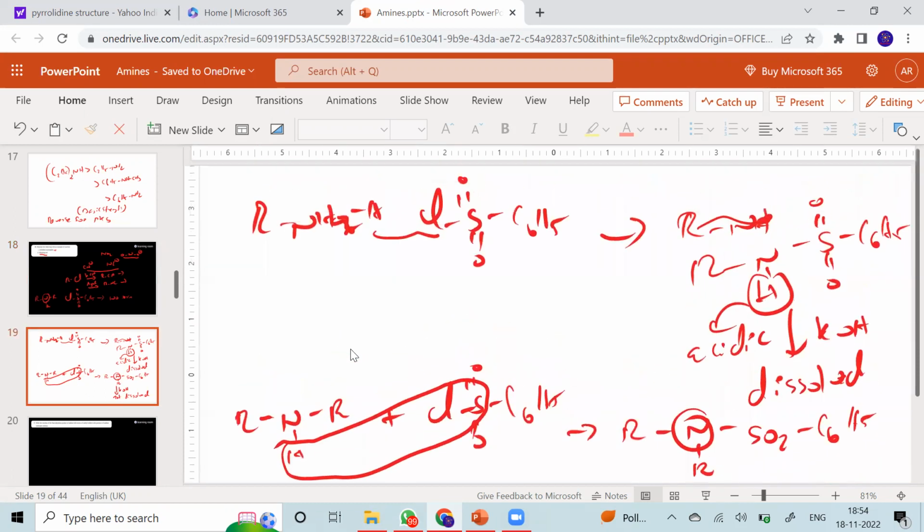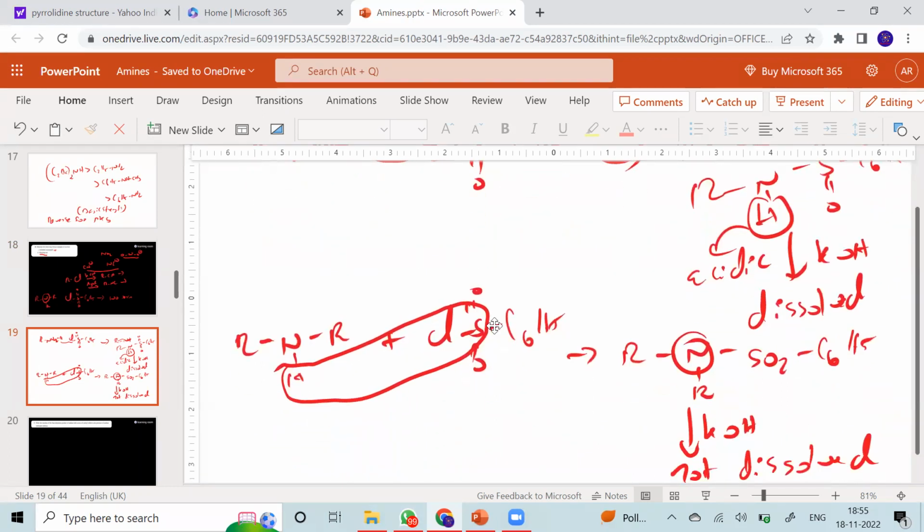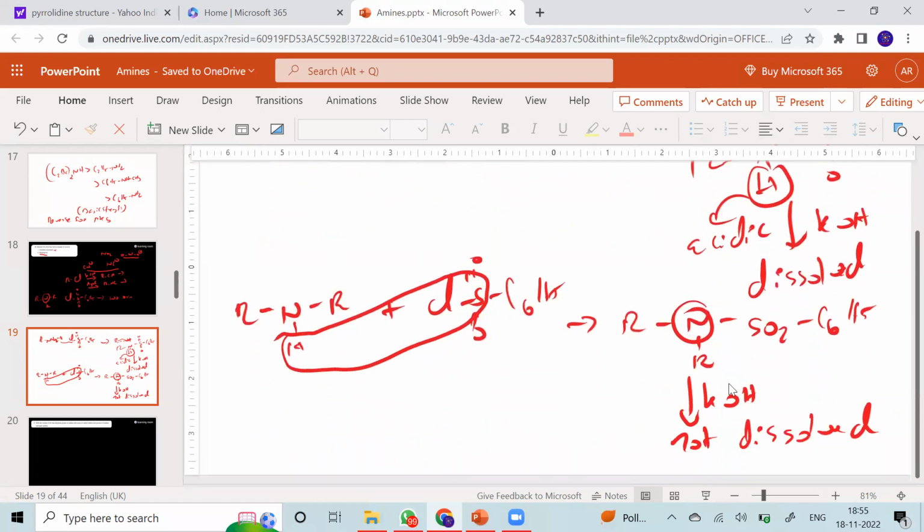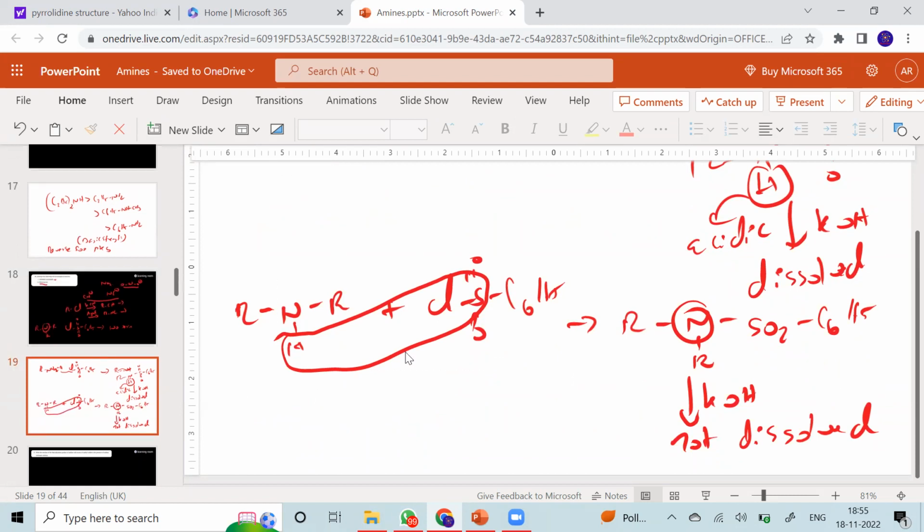Whereas primary amines will react, and that particular compound will be soluble in KOH because there is still an acidic hydrogen there. Secondary amines will react with this and form a product, but it will not dissolve in KOH because it has no acidic hydrogen. This is what is called the Hinsberg test or Hinsberg reagent. Whatever you're adding here is your Hinsberg reagent, Cl-S(=O)-C6H5.